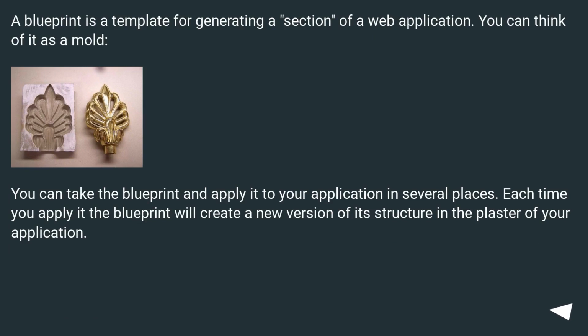A blueprint is a template for generating a section of a web application. You can think of it as a mold. You can take the blueprint and apply it to your application in several places. Each time you apply it, the blueprint will create a new version of its structure in the plaster of your application.